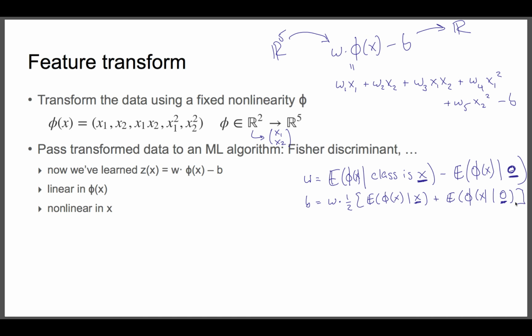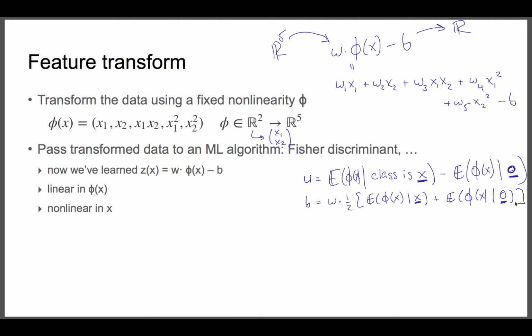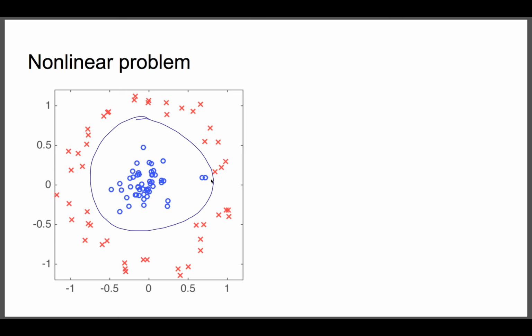All right, and if you do that, the picture is in the notes. I didn't copy it here, but it looks exactly like this, right? You get an ellipse that, in this case, does a perfect job of separating the circles from the crosses. Okay, so that kind of feature transform is really common in machine learning.